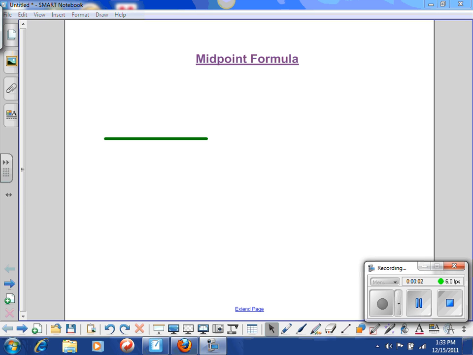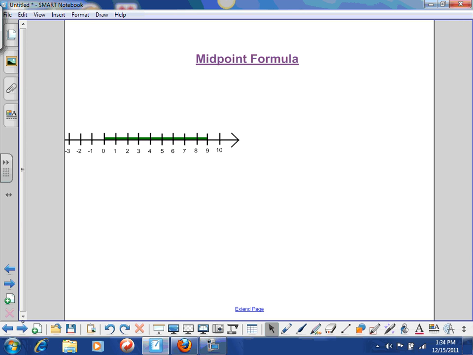Midpoint formula. If you have a line segment and you're trying to find the midpoint, the point halfway in the center of it, well, it's real easy if the line is straight across and we can put it on a number line. You take your largest minus your smallest, so it's 1, 2, 3, 4, 5, 6, 7, 8. We have 9. We take that, divide it by 2, and it's 4.5, isn't it?